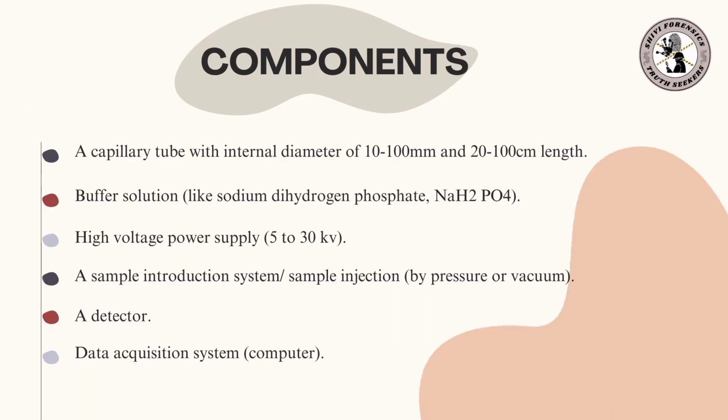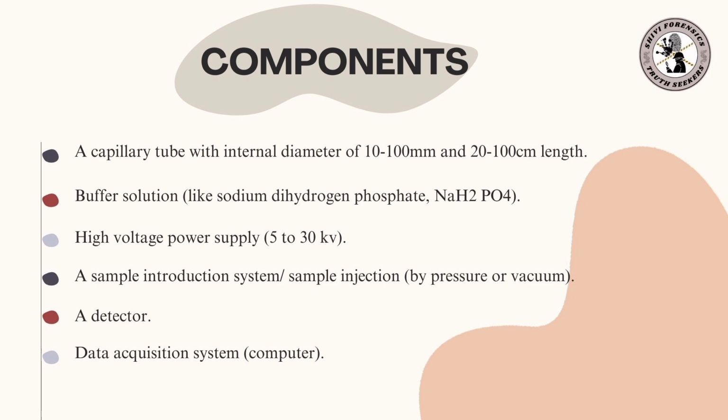Next are the components that are used in this technique. First is the capillary tube, which is usually made of fused silica with an internal diameter of 10 to 100 micrometer and 20 to 100 centimeter length. Second is the buffer or electrolyte solution that fills the capillary and reservoir. It maintains pH and ionic strength, controls osmotic or electroosmotic flow, and ensures reproducible separation. Next is the high voltage power supply that provides a strong electric field for separation. Next is the sample introduction system, or sample injection by pressure or vacuum, or electrokinetic injection, that is used to introduce a very small volume of sample into the capillary.